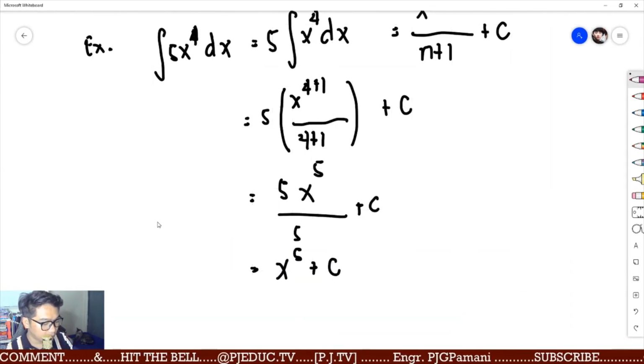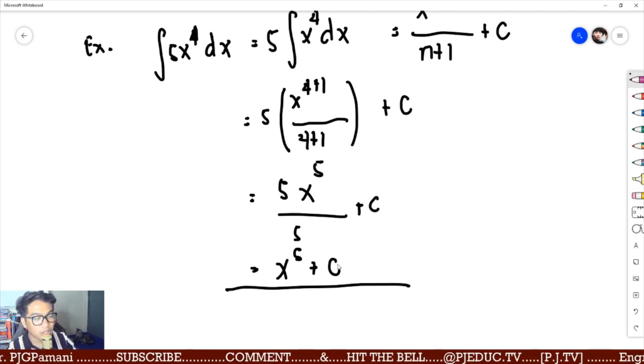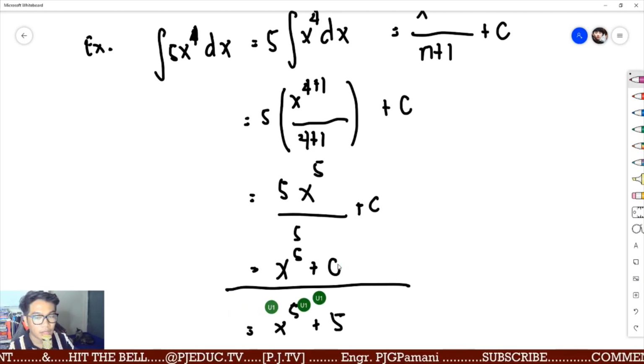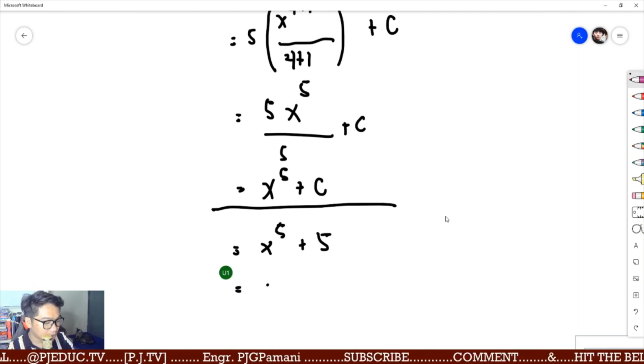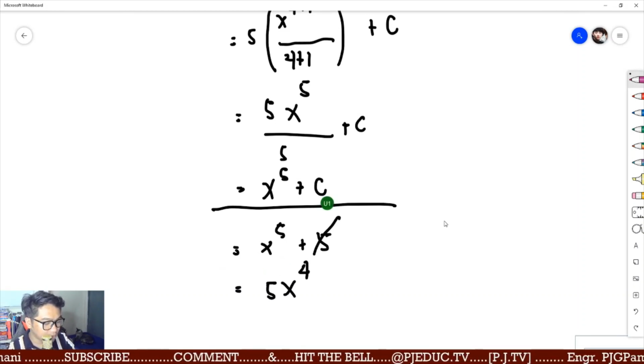X raised to 5 plus c. Bakit merong plus c? Marahil, noong bago natin siya i-differentiate, meron niyang constant value na 1, 2, 3, 4, and something like that. Remember that if it is x raised to 5 plus 5, if we're asked to differentiate this one, ang magiging term natin is simply 5x raised to the 4. Dahil constant yan, magiging 0.